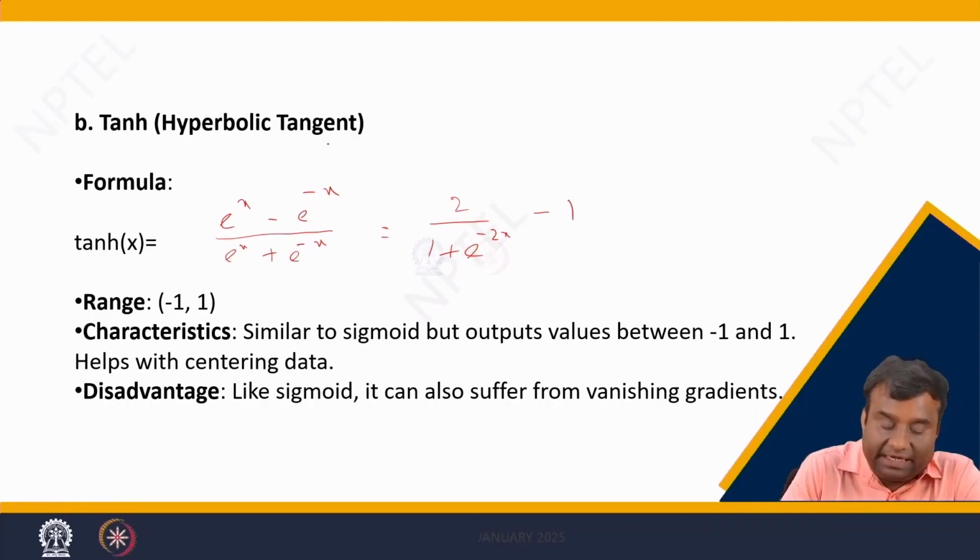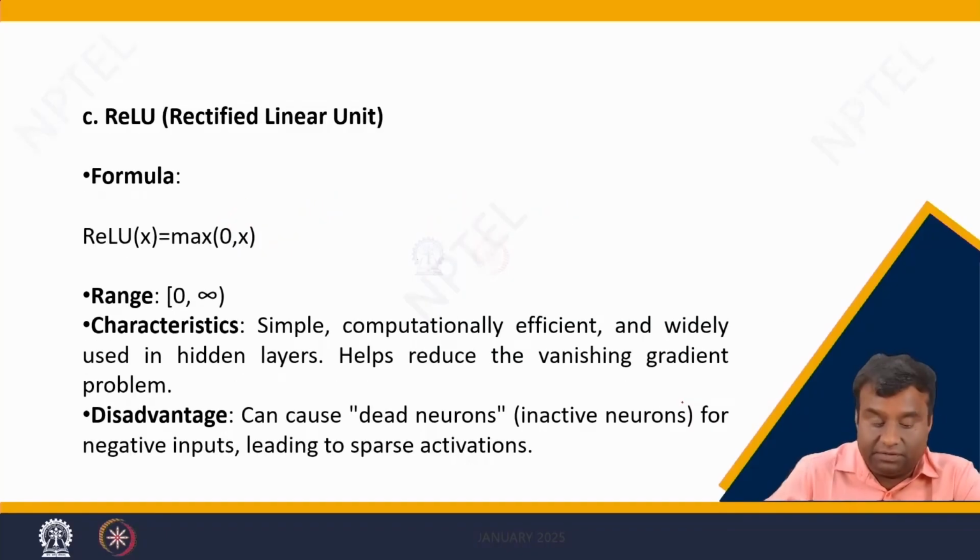Next is the hyperbolic tangent, tanh. The formula is e to the power x minus e to the power minus x by e to the power x plus e to the power minus x, that is 2 by 1 plus e to the power minus 2x, minus 1. Range: minus 1 to 1. Characteristics: similar to sigmoid, but output values between minus 1 and 1 help center the data. Disadvantage: like sigmoid, it can also suffer from vanishing gradients.